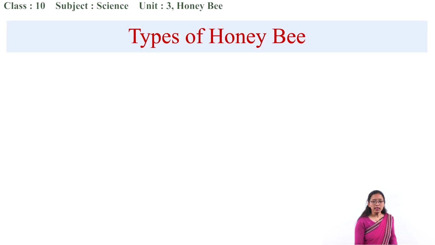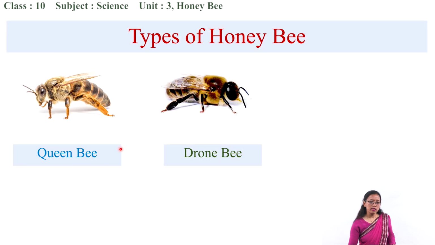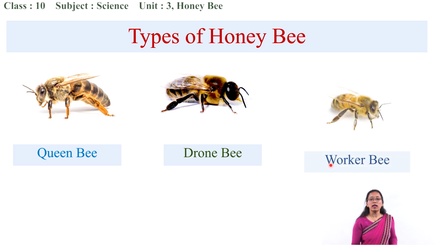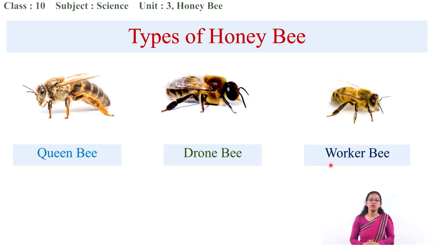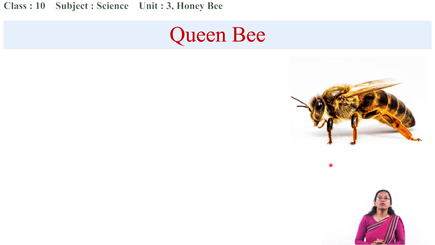Next, we can see the queen bee and drone bee structure. You should identify them in the examination also. You may be asked to draw the queen bee, drone bee, and worker bee, as well as to identify the pictures of these bees. Next one is, what is the queen bee?